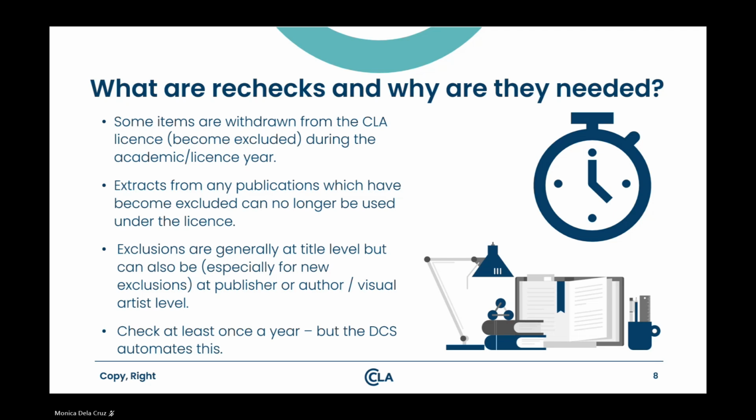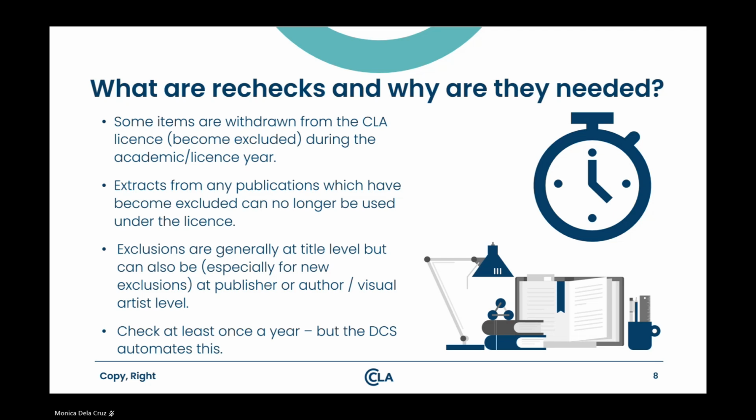So why might titles become excluded? So there are a number of reasons for that. It might be a publisher level exclusion. So a publisher has decided that they don't want a particular item to be covered by the license for whatever reason. It may be at author level, for example, to do with moral rights, or it might be, no, this is where it gets slightly complicated. It may be a new CCC work that has subsequently become withdrawn.